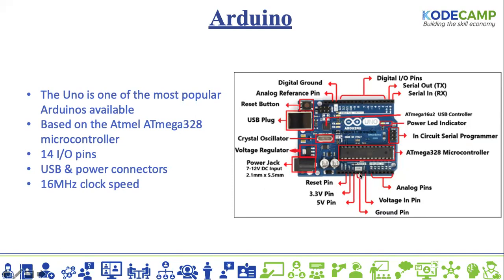And then it has 2 ground pins, which you can use to connect your peripherals. I'm talking about other modules or other sensors. Then this voltage in pin is for if you don't want to power it through the USB. You also want to power it through the barrel jack. You can use this voltage in pin to send 5 volts.